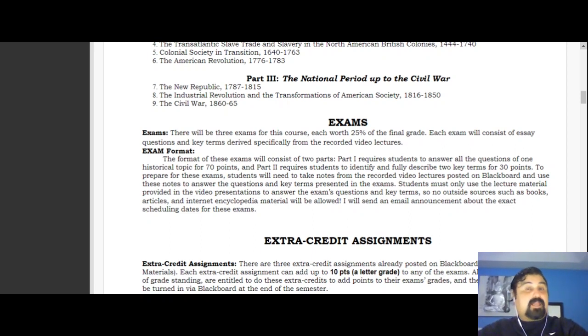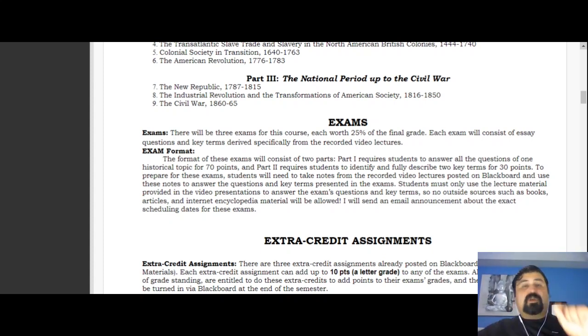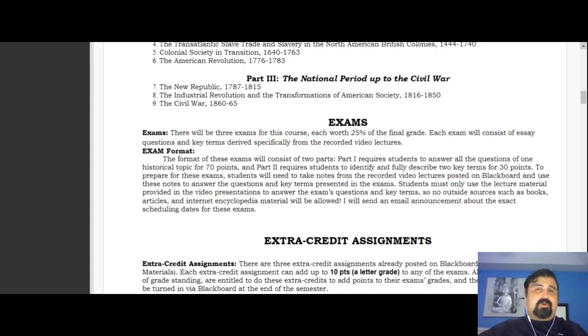They're not going to be timed. They're not going to be designated to take place on specific days and times. I'll give you a few days for you to complete it in your own schedule. So I'll send you the instructions. Look, this is the exam, and you're supposed to pick one topic out of two and answer all of the questions on that topic for 70 points. And part two, you're supposed to pick two key terms from a set of 5 for 30 points.